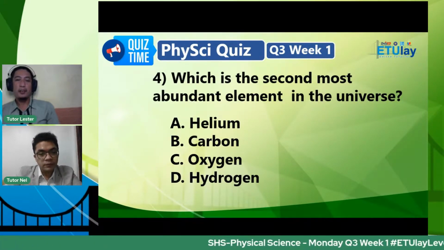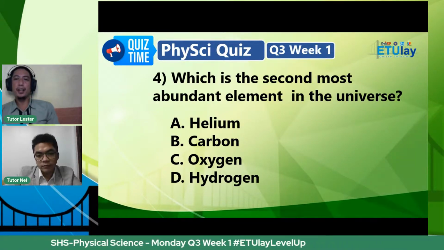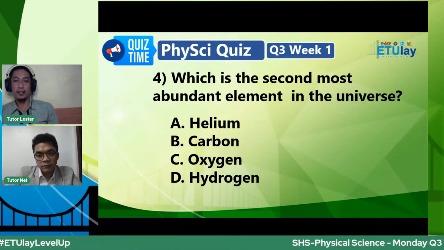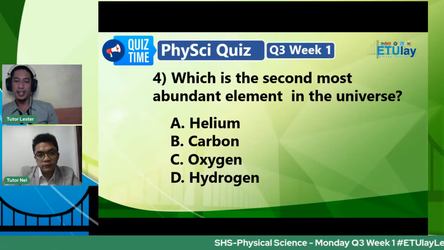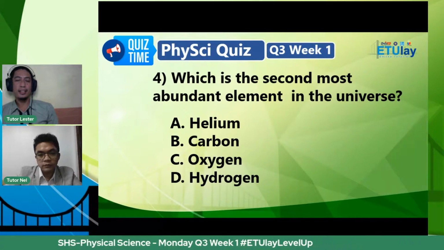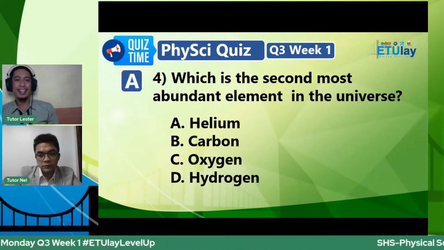For question number 4, which is the second most abundant element in the universe? A, helium. B, carbon. C, oxygen. D, hydrogen. At ang tamang sagot po ay letter A, helium.